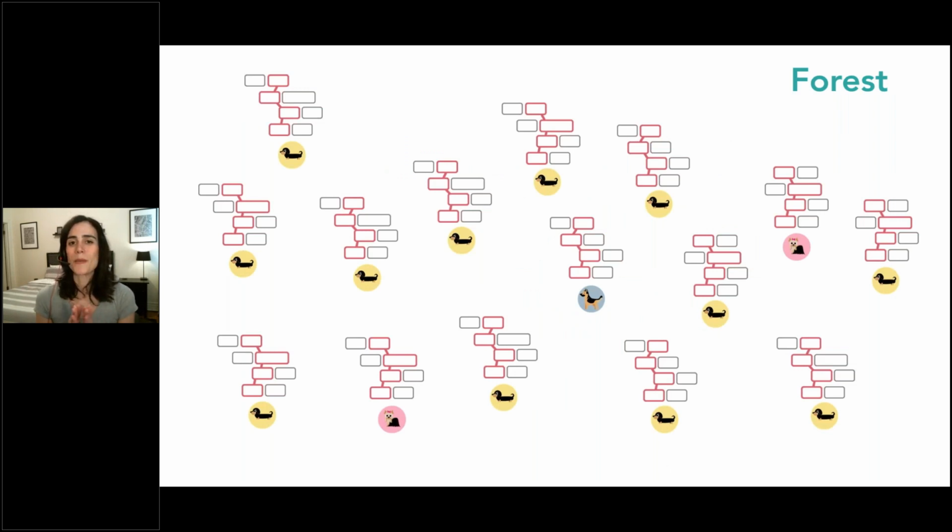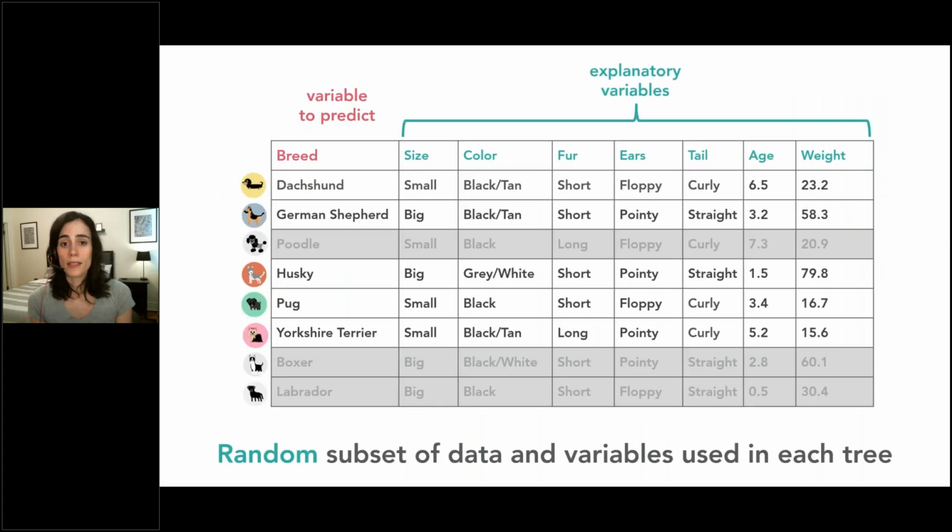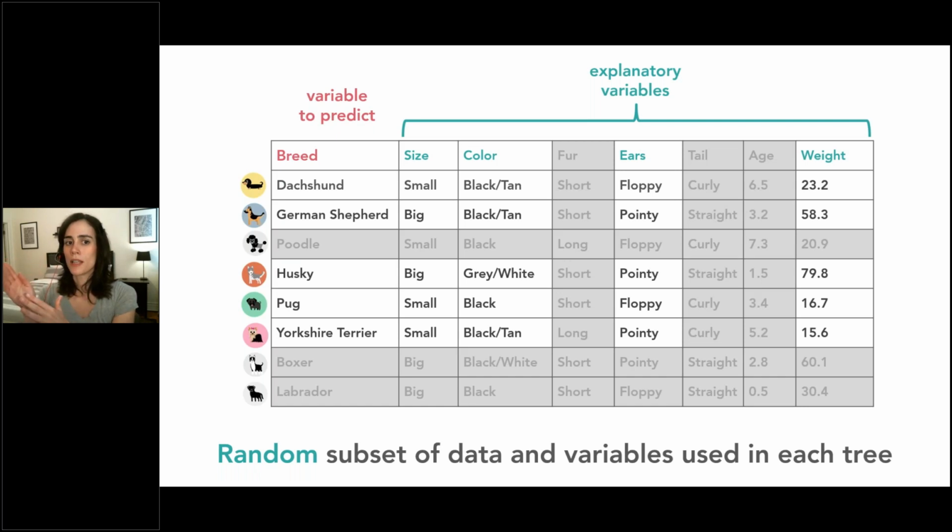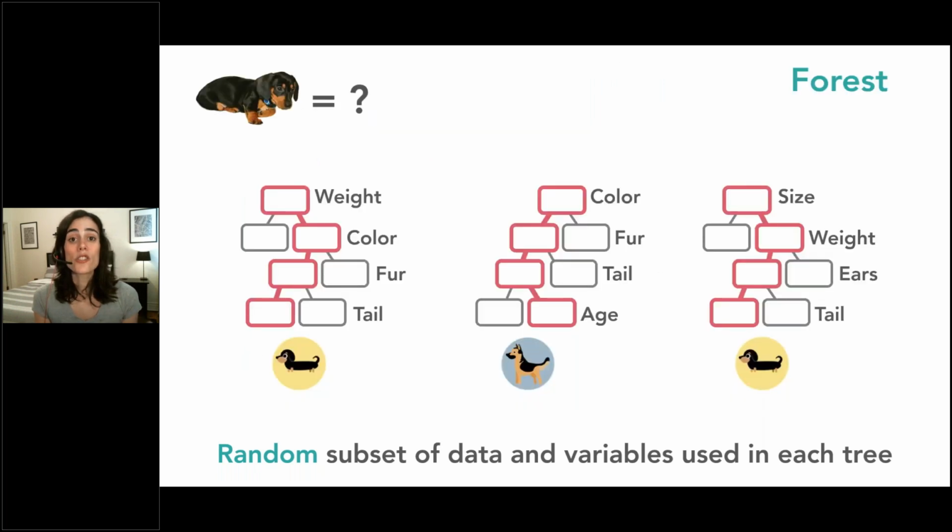What makes the random forest algorithm so powerful is that it creates this ensemble of trees, hence the name forest. And the reason that it's called a random forest is because each tree is trained using only a random subset of the training data. So it's not going to get all of the examples, and a random subset of the explanatory variables. So it's not going to get all of the attributes either. And so then each tree in the forest is going to do its best to predict given the random subset of data and variables that it got.